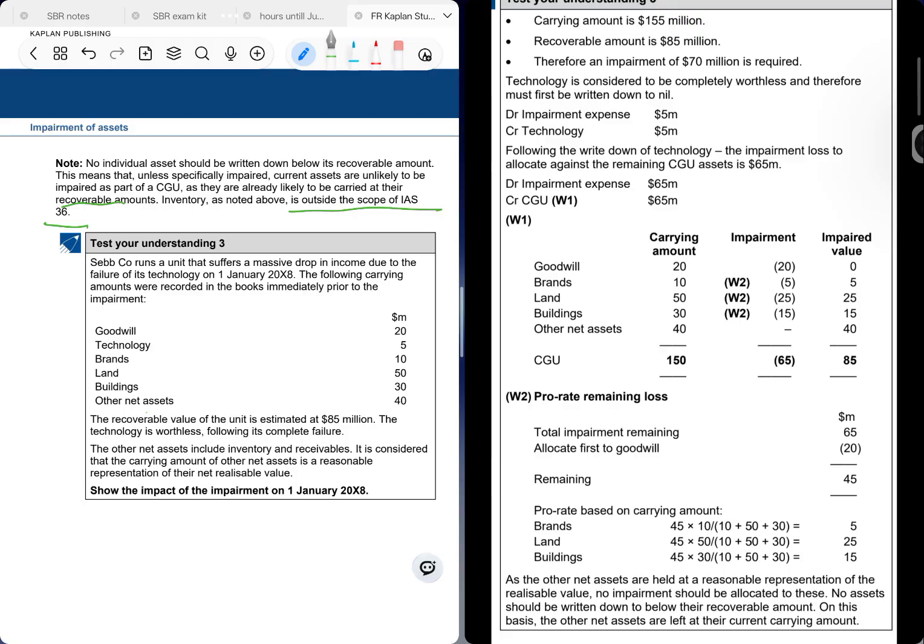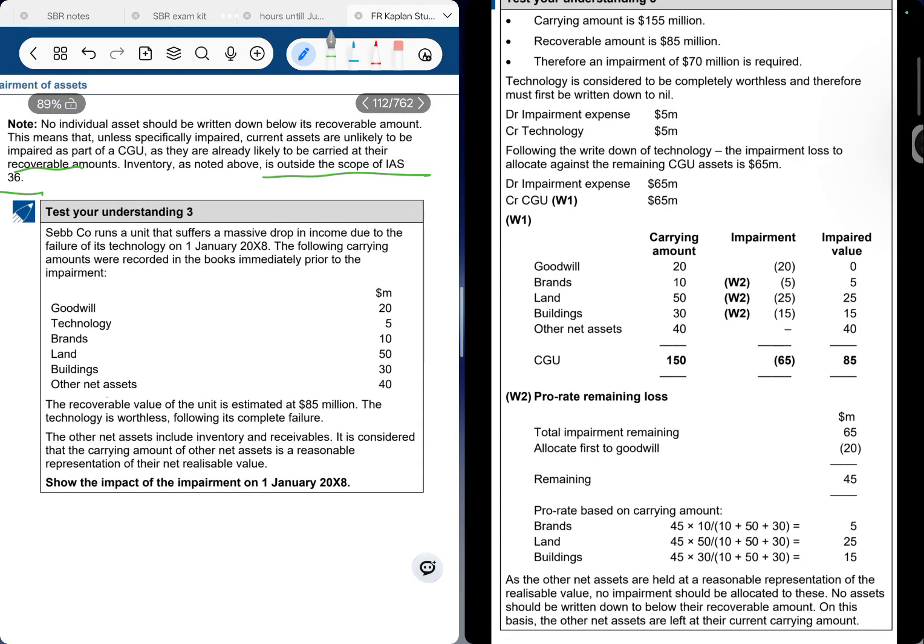Okay, I'll quickly explain how to solve test understanding 3, and you guys can solve the rest of the sums and let me know in the comments.